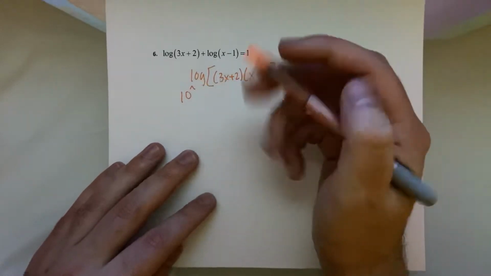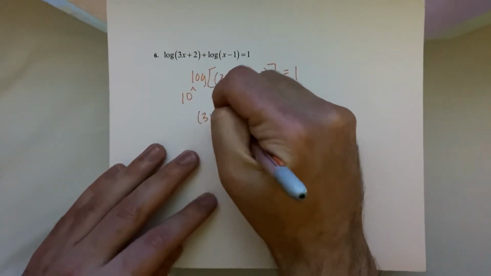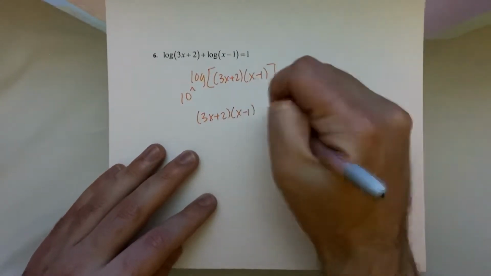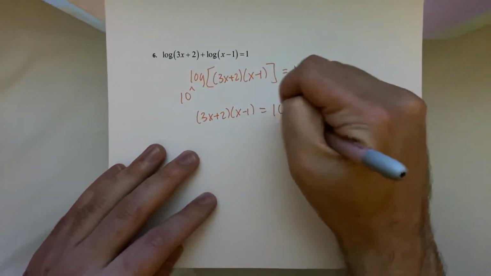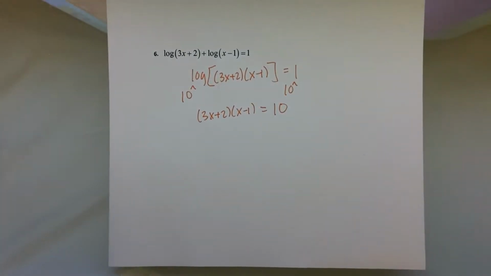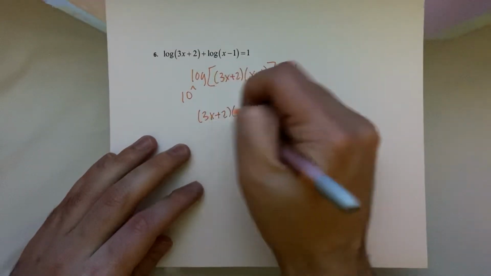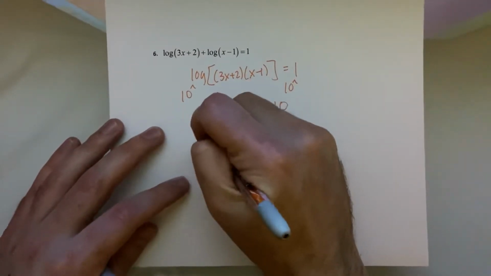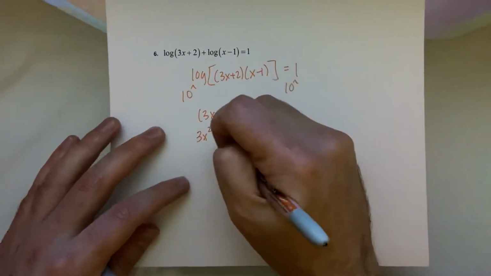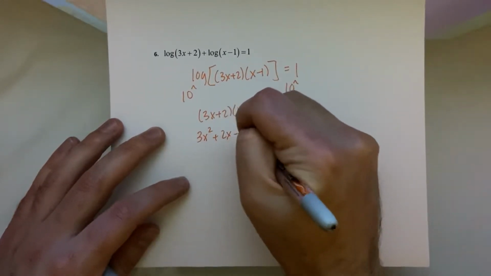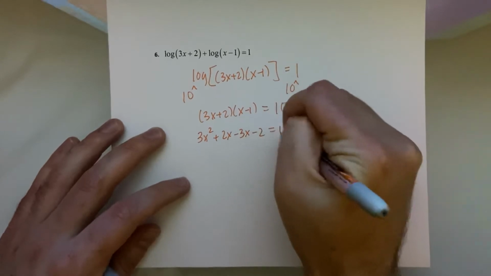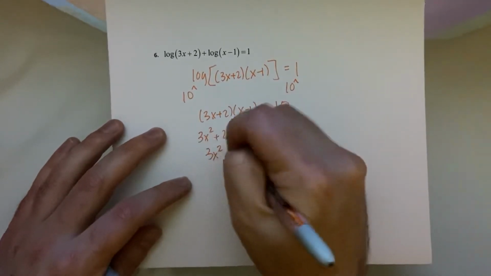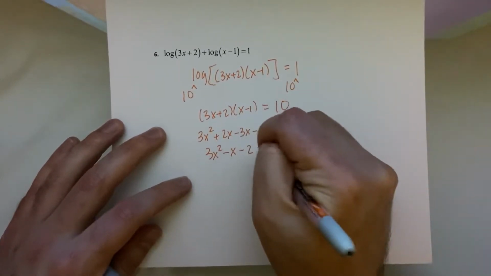10 and log on the left side cancel, so we have 3x plus 2 times x minus 1. 10 to the first power is 10. So it's important that you know what you're doing there. I need to multiply these out. This is 3x squared plus 2x minus 3x minus 2 equals 10. So 3x squared minus x minus 2 equals 10.